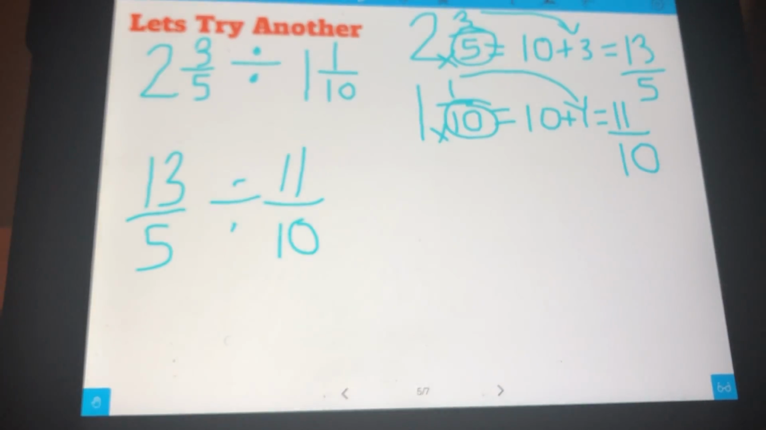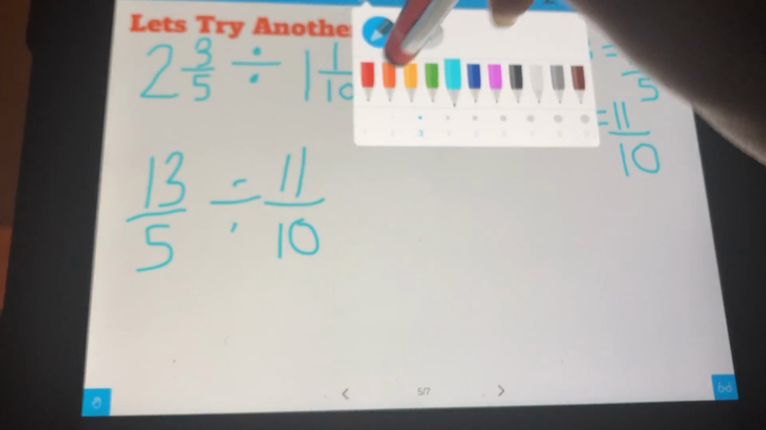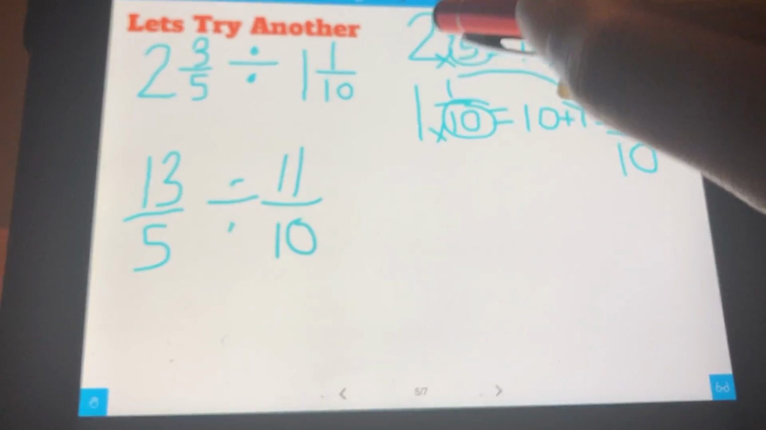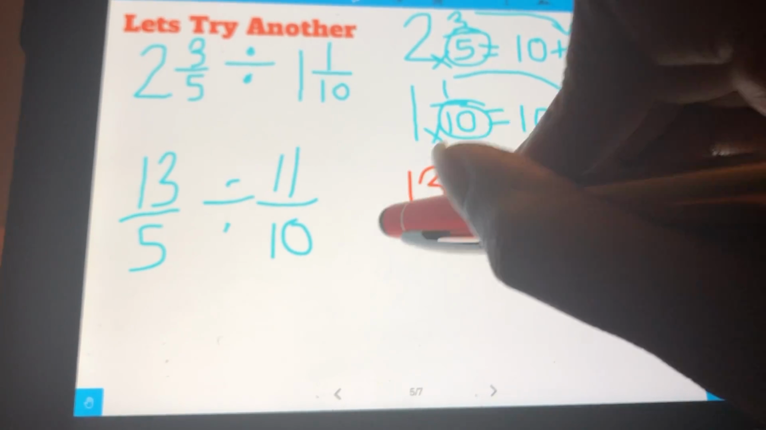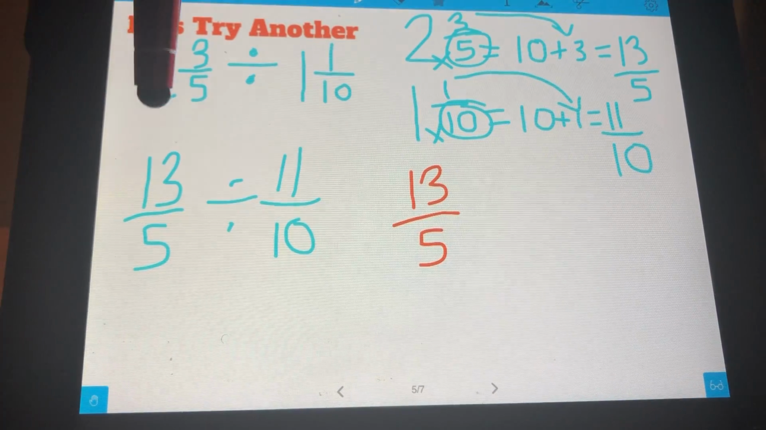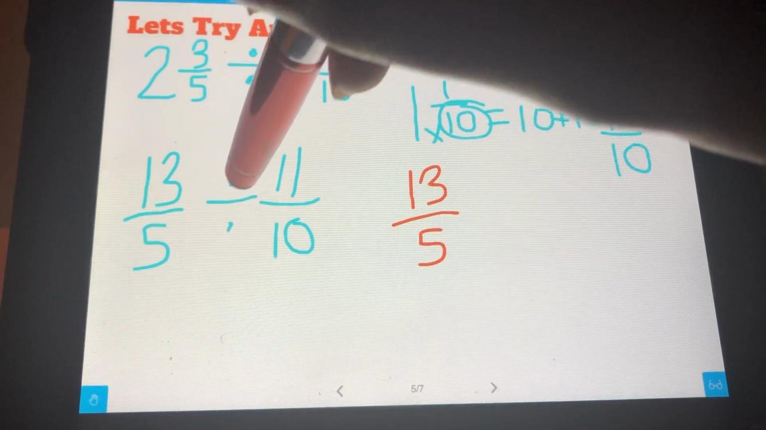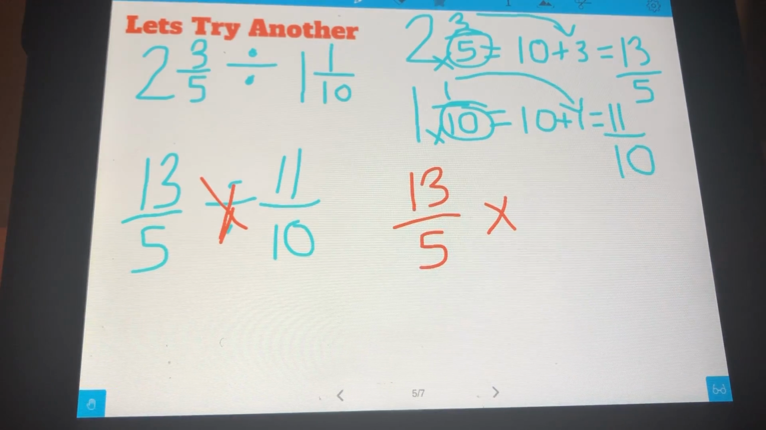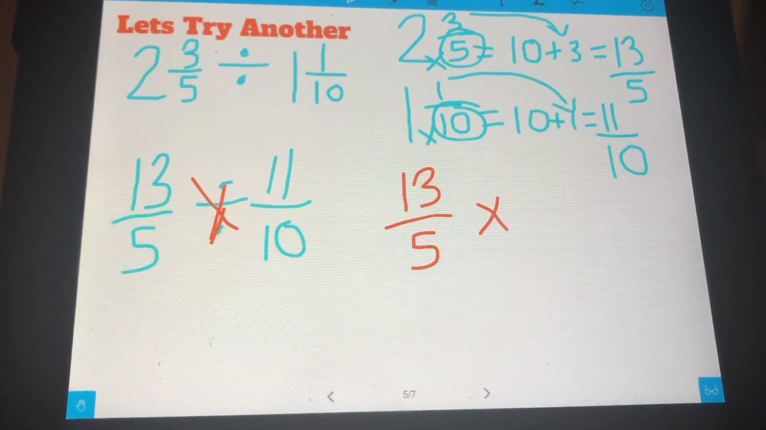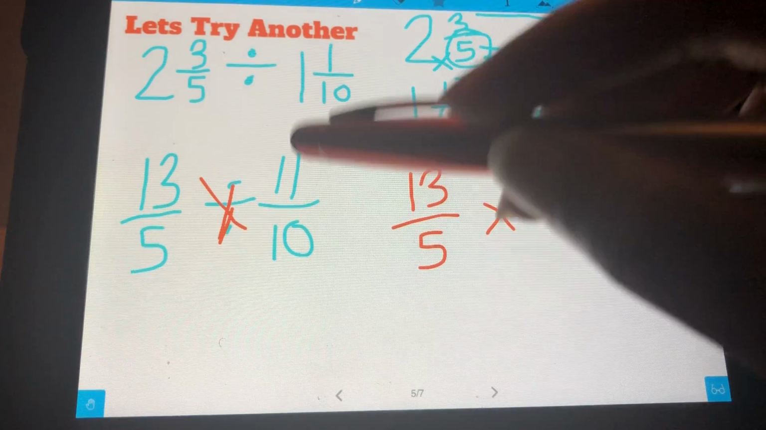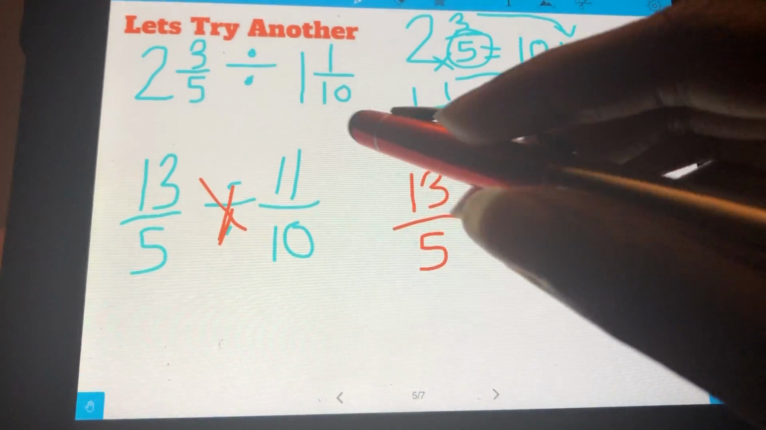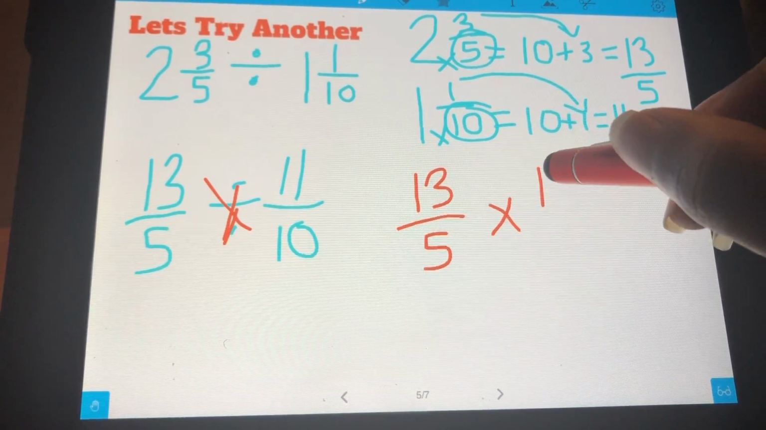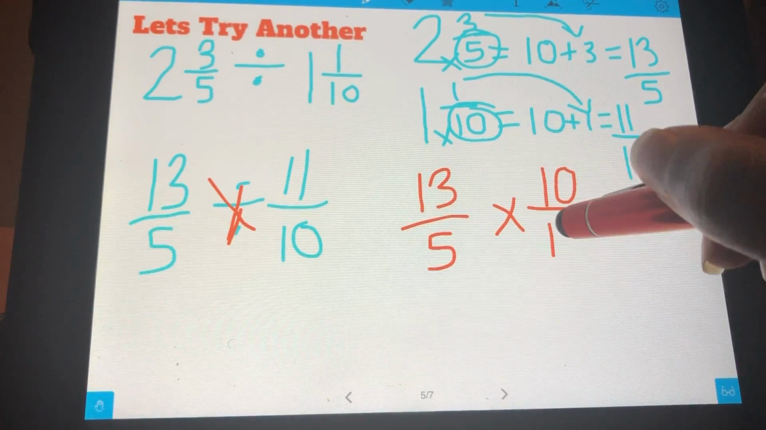Okay, now, what do we need to go into? KCF. So let's go ahead and rewrite it. So now we have 13 over 5, because we're going to what? Keep this first fraction. Now we're going to change this to multiplication, and say it with me. We are going to flip that second fraction. Let's flip it. All right, so instead of 11 over 10, it is now 10 over 11.